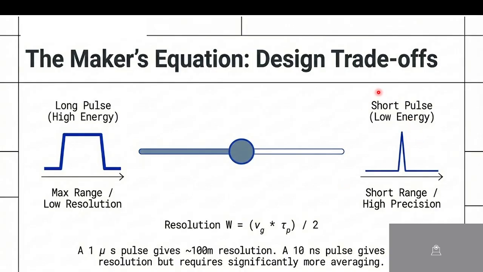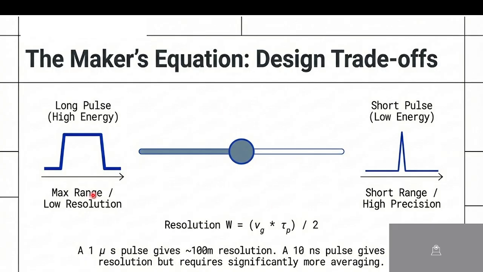But if you are using a short pulse, which can contain low energy, the range will be short. A short laser pulse or LED pulse will have a short range, but the precision will be very high. So that's the trade-off in the design equation, and it should be in the middle of that. It should not be low resolution, and it should not be short range.